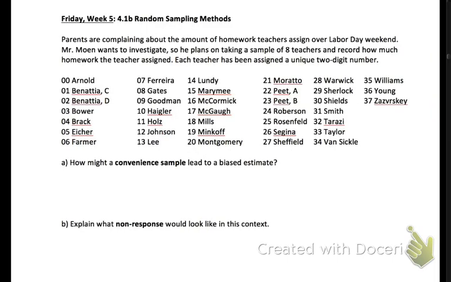All right, a convenient sample. How might a convenient sample lead to a biased estimate? Now there's a variety of correct answers here, but a convenient sample would be Mr. Moen selecting the teachers who are easiest to reach. So, let's see. Maybe a convenient sample would be, see how well I can write on this without a stylus, ask the main hallway teachers.